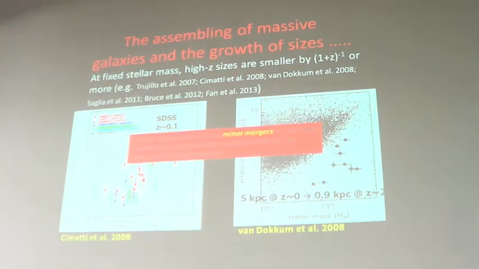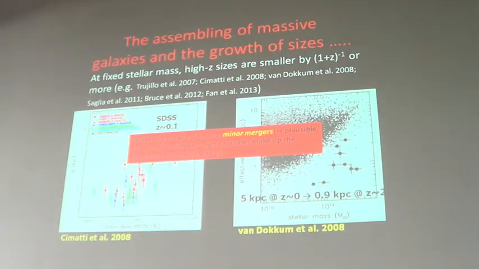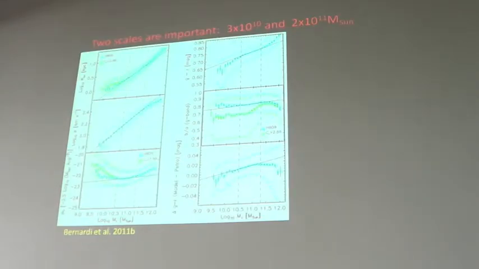Many people now like to think that this growing size is explained by the inside-out growth scenario, where we have the bulk, the main galaxy that has been formed at high redshift, and now it keeps assembling and growing in size by minor mergers, and in that way increase the size of the galaxy without changing too much the mass.